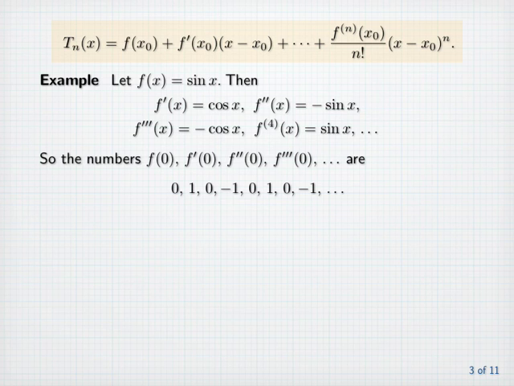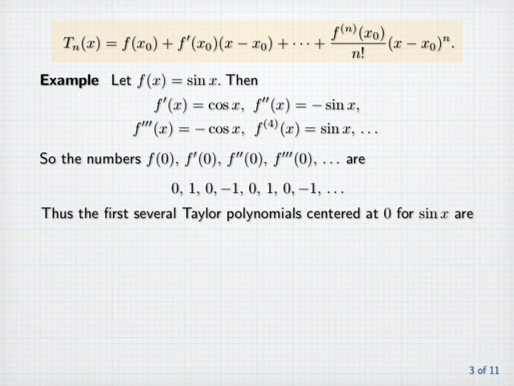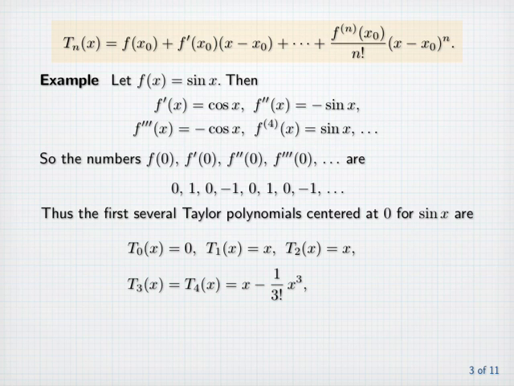Thus the first several Taylor polynomials centered at 0 for sine x are t0 of x equals 0, t1 of x equals 0 plus x, t2 of x equals 0 plus x plus 0. So notice that t2 and t1 are the same. Since the third derivative equals minus 1 and the fourth derivative equals 0, t3 of x and t4 of x will both equal x minus 1 over 3 factorial x cubed. Similarly, t5 of x and t6 of x are both x minus 1 over 3 factorial x cubed plus 1 over 5 factorial x to the fifth.